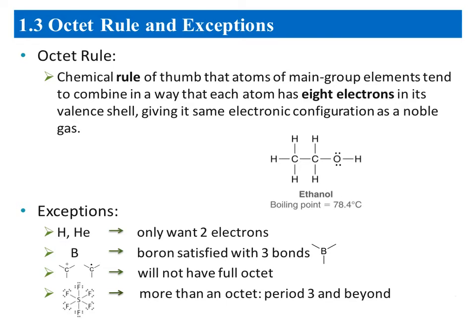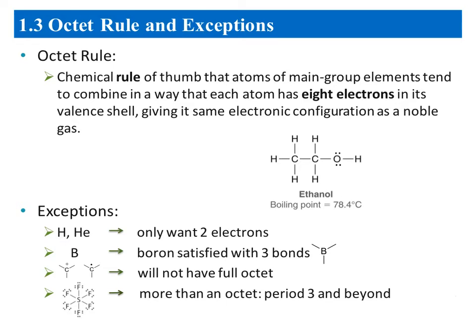that element more stable. So if you look at oxygen here, oxygen has 2, 4, 6, 8 electrons around it. This carbon also has 2, 4, 6, 8. This carbon has 2, 4, 6, 8. So that makes the molecule very stable. There are some exceptions with the octet rule. The first one is that hydrogen and helium can only take 2 electrons. So we say they can get a duet instead of an octet.